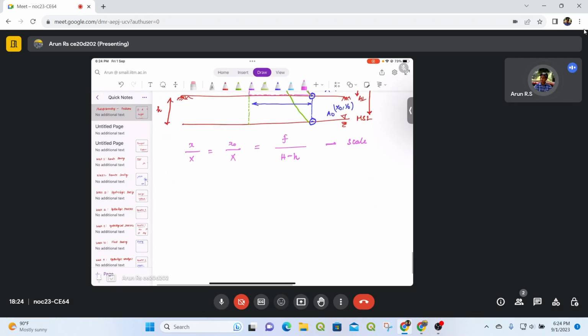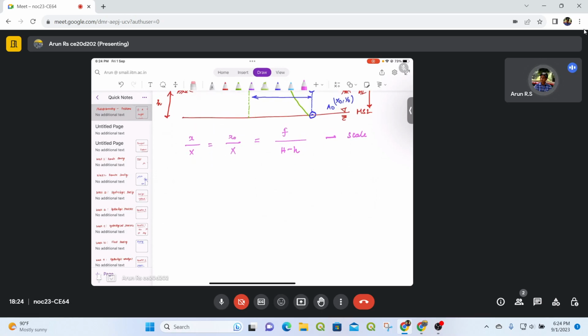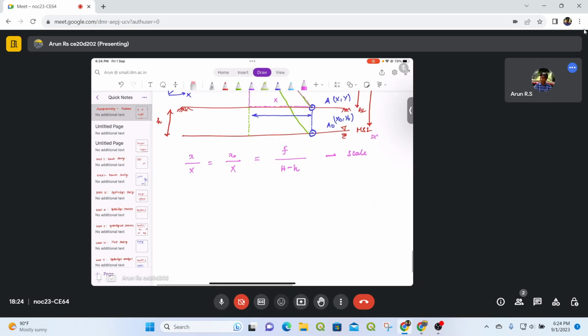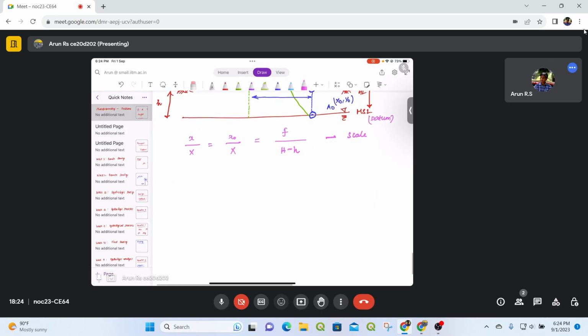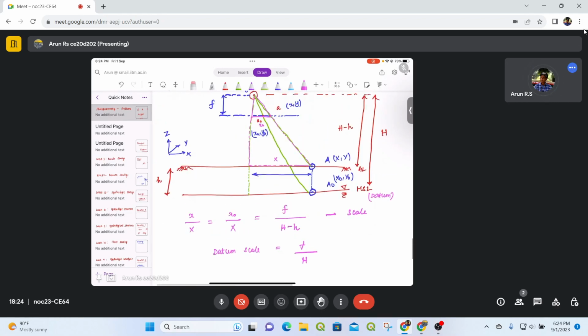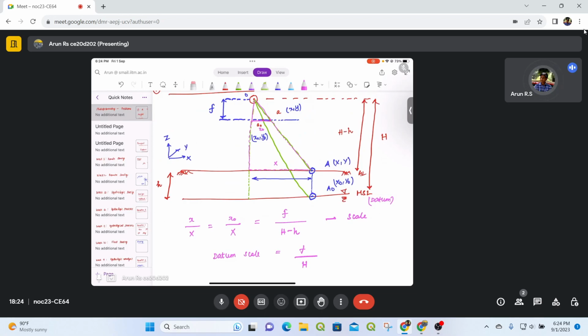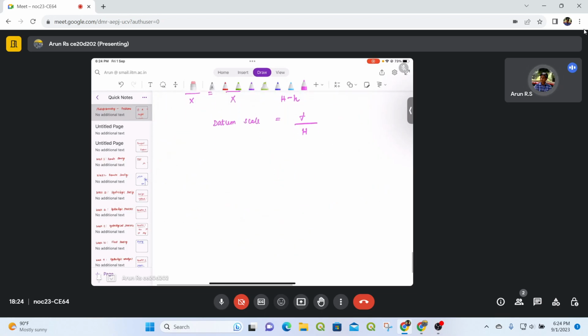Now there is another scale. This is with respect to the ground elevation. Suppose you are expressing your scale with respect to the datum, that is your MSL, that is called your datum scale. So datum scale is nothing but f by capital H only. It will not be capital H minus small h. You should consider the bigger triangle. So that is your datum scale.